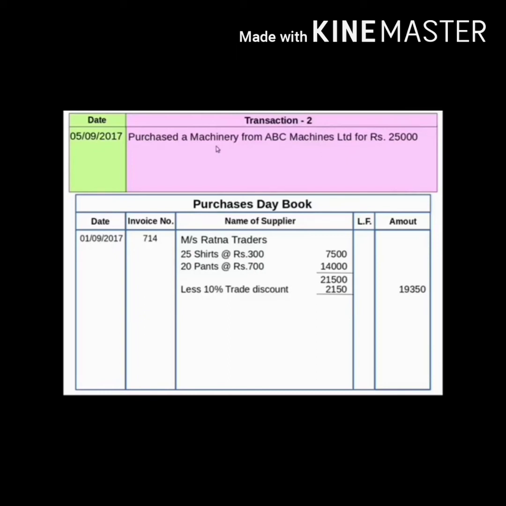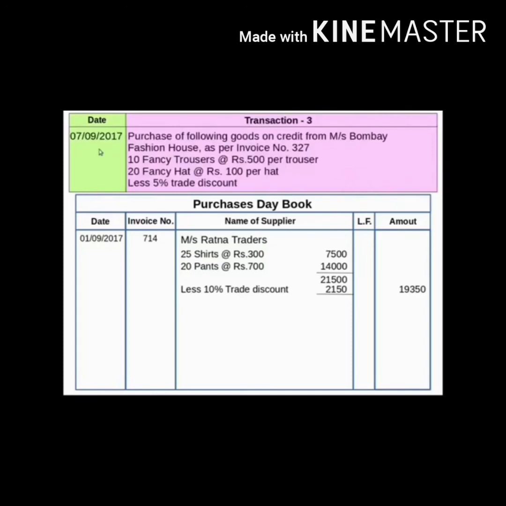And your goods are shirts and pants, you are the dealer of shirts and pants, so machine is your asset, not your goods, so it is not recorded in the purchase day book. So the credit purchase of fixed assets is entered in the journal proper, not in the purchase day book. So always remember this, because this is the rule of the purchase day book.